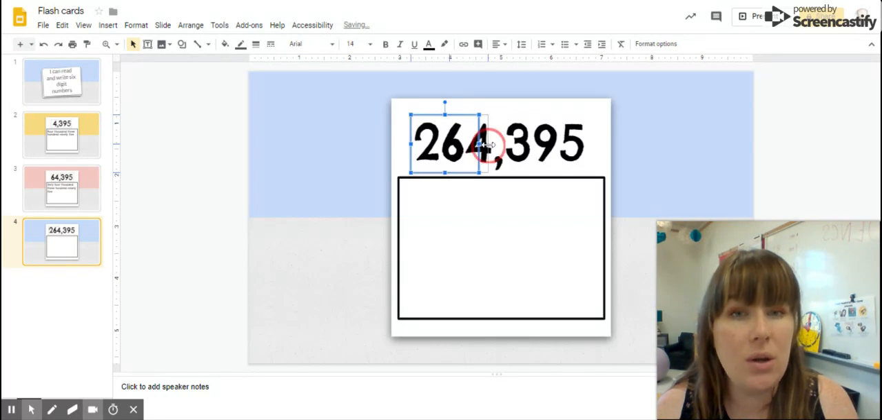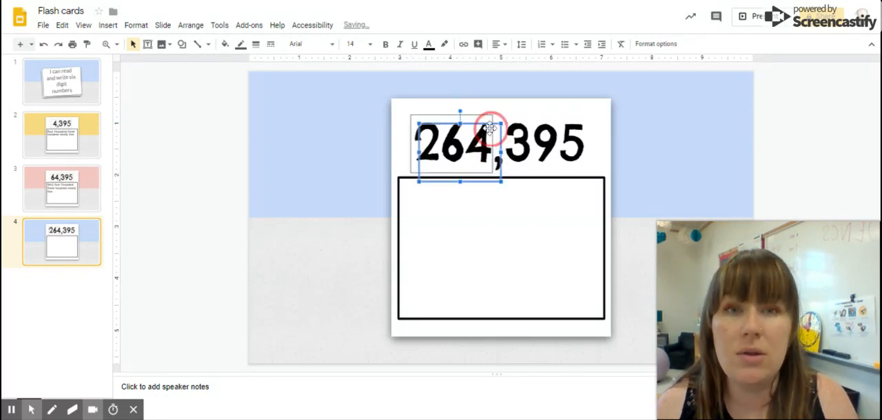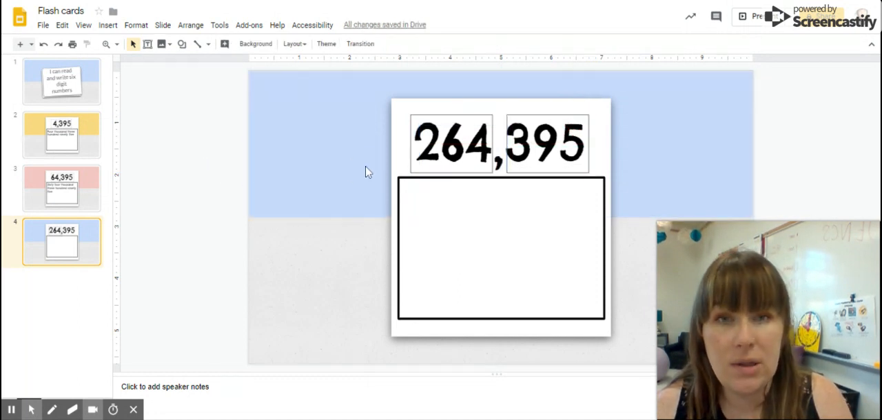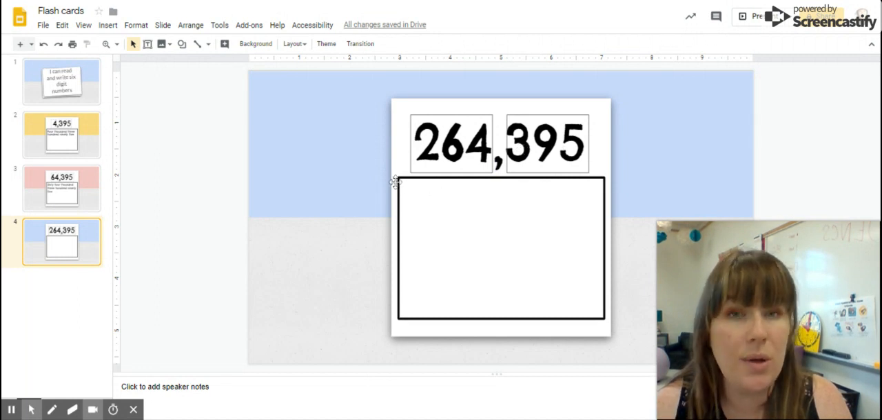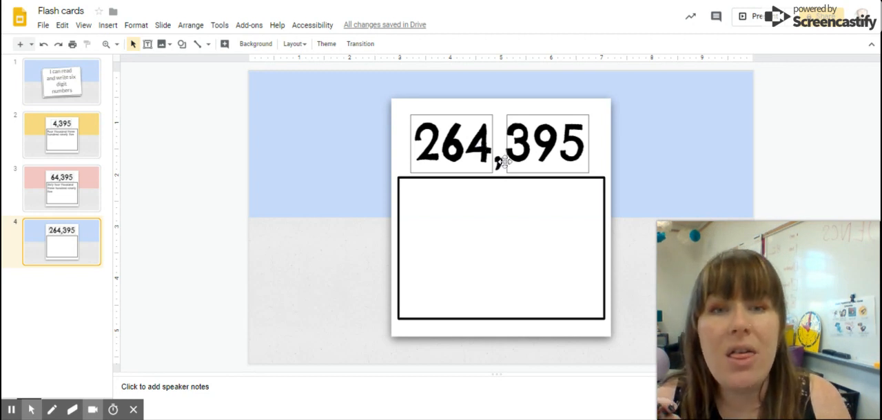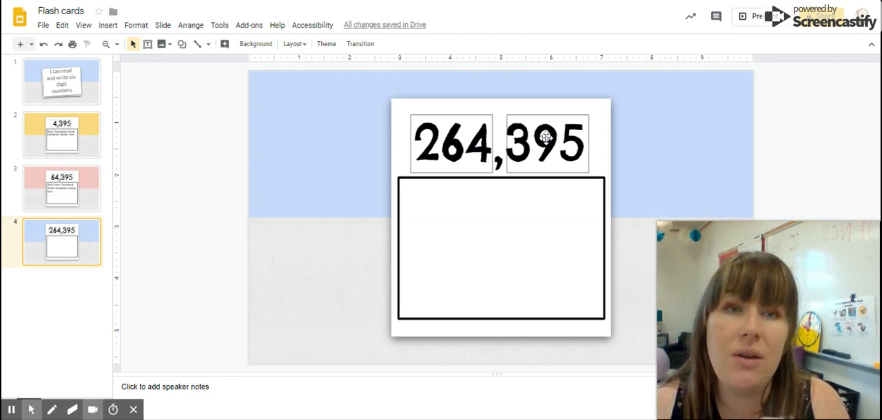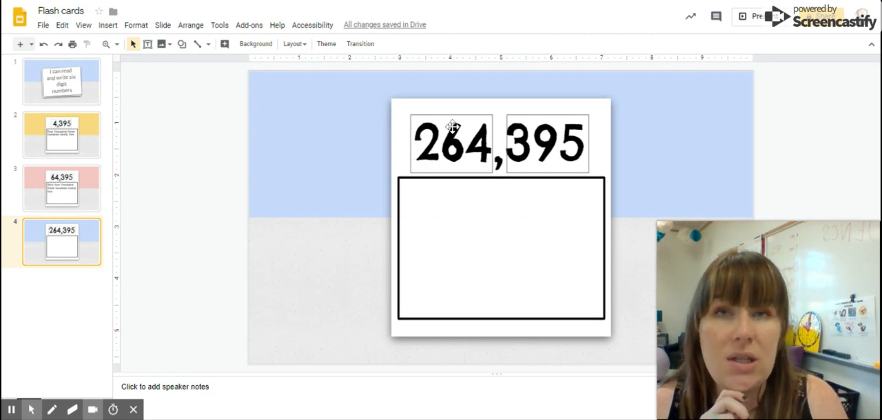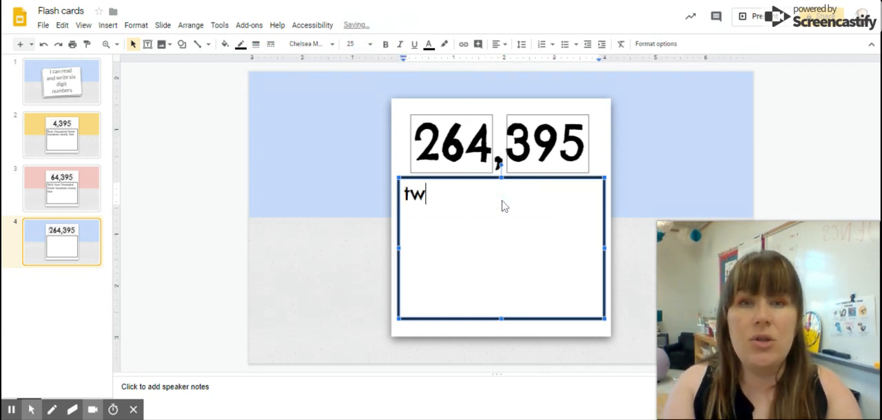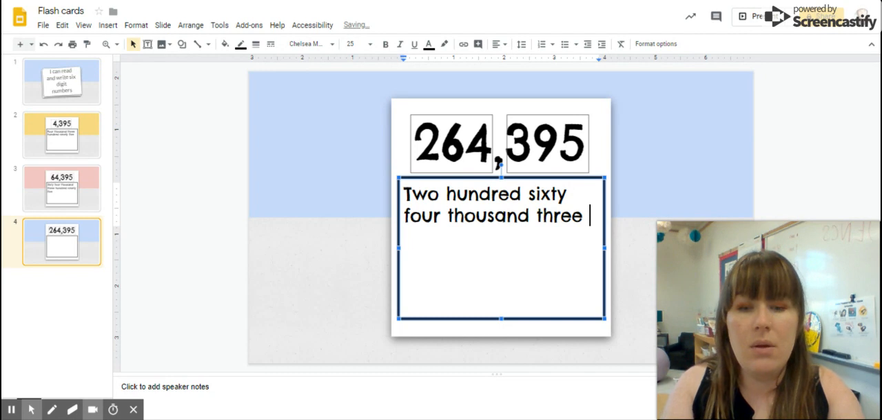This is where it can get tricky to read, but if you're really watching your periods or your families, it's not going to trick you at all. We have the thousands period, the comma, and the hundreds period. So we're going to read it exactly as we see it. 264 is our thousands period, and then we say thousand for the comma, and then we say 395. So it says 264,395. So what I'm going to do is type exactly that: 264,395.